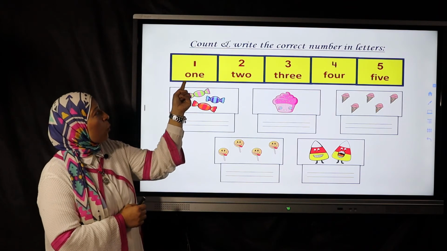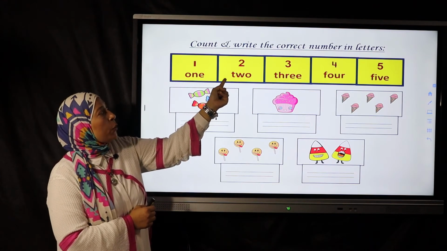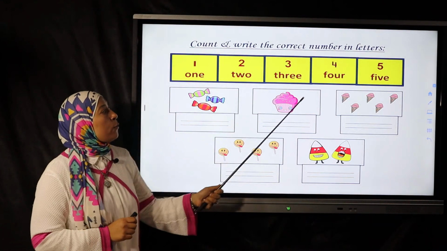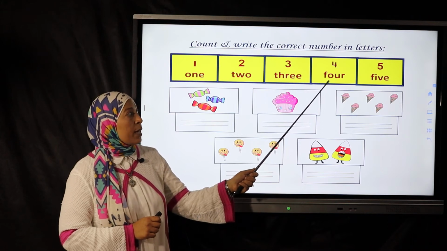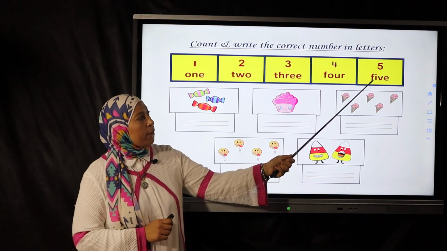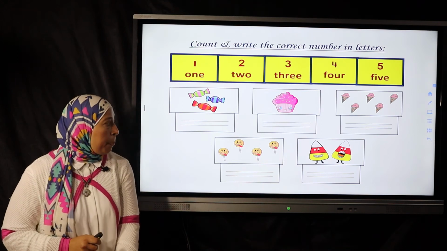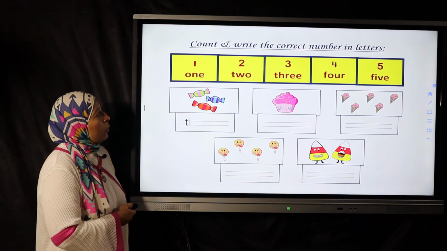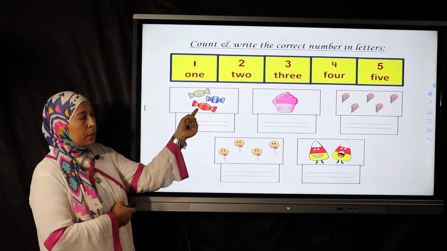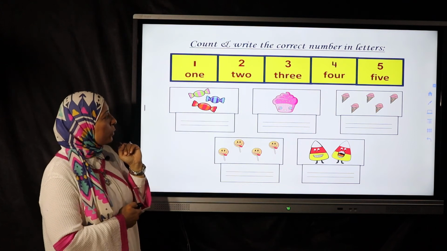Read with me, huh? O-N-E, yes, 1, huh? T-W-O, 2, huh? 3, and F-O. Remember what I said? We have to look at the second letter. Yes, 4, and the last one is 5. Excellent. Let's go and count the first box. Okay. Here, 1, 2, and 3 candies, right? So 3, where's number 3? Yes, it's up here. We're going to write number 3.